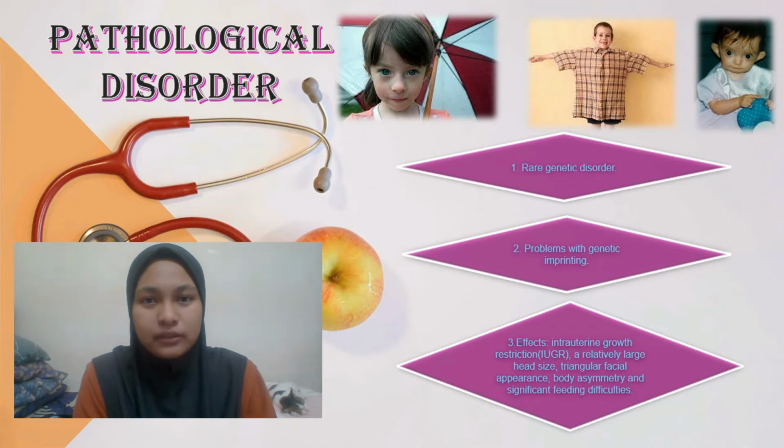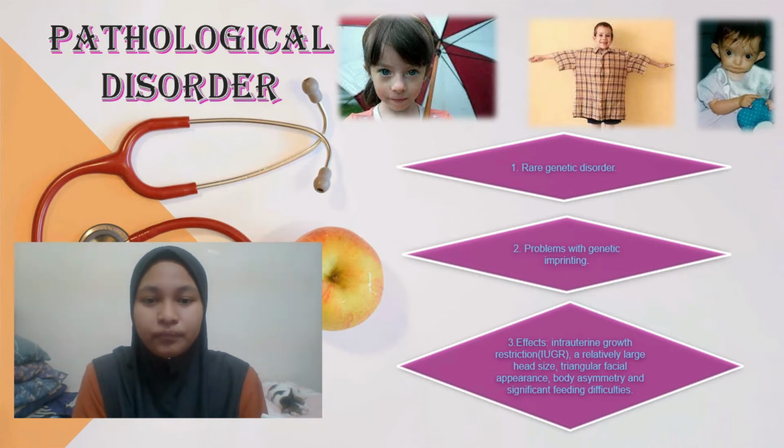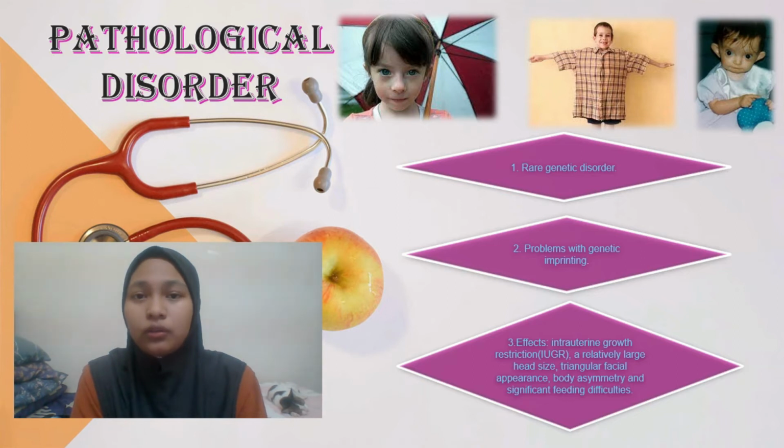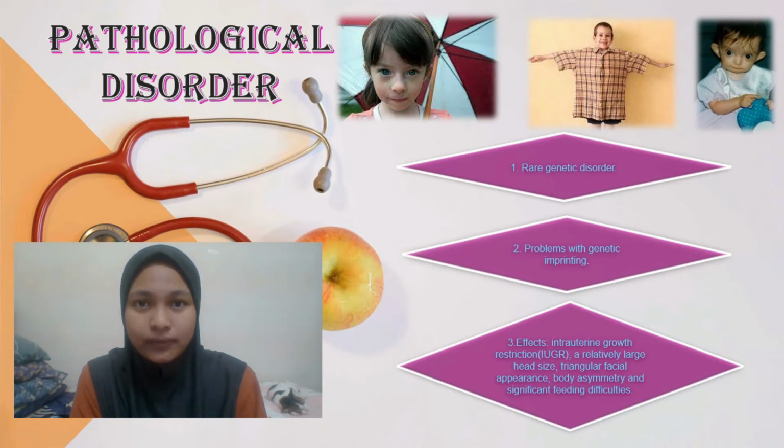Thank you, Farhana. My name is Nuradila Binti Azihan. We'll continue this presentation. As Farhana mentioned earlier, Russell-Silver syndrome is a disorder that different genetic abnormalities are known to cause, characterized by intrauterine growth restriction, slower growth after birth, relatively large head size, triangular facial appearance, a prominent forehead, body asymmetry, and also significant feeding difficulties.